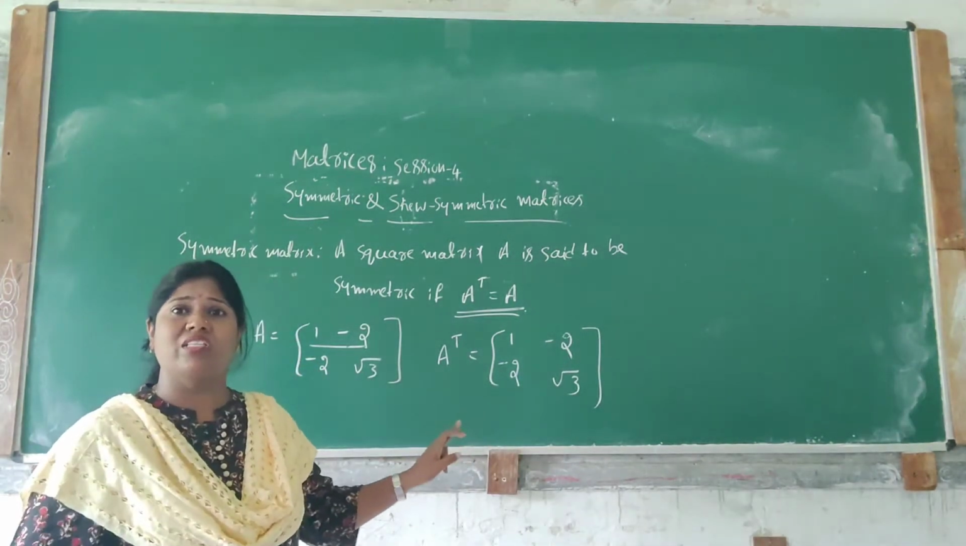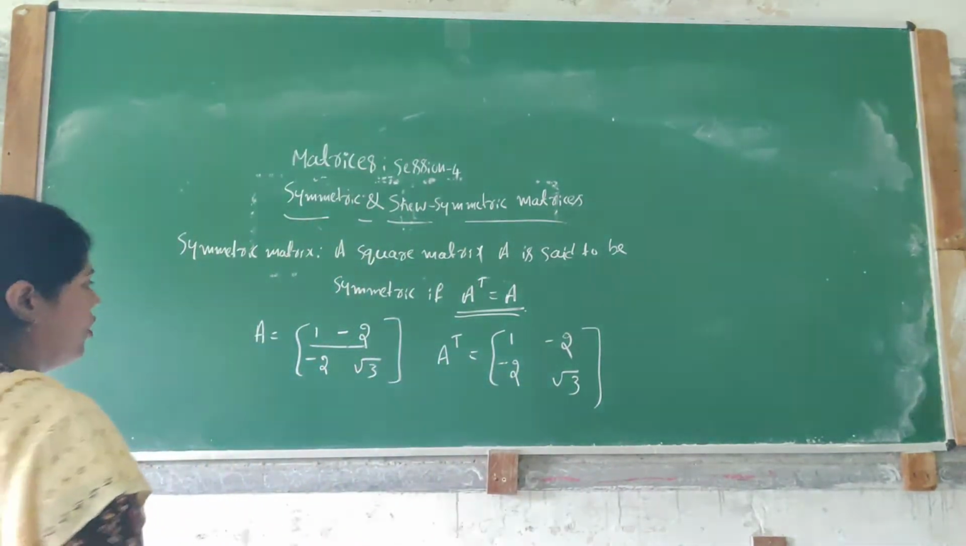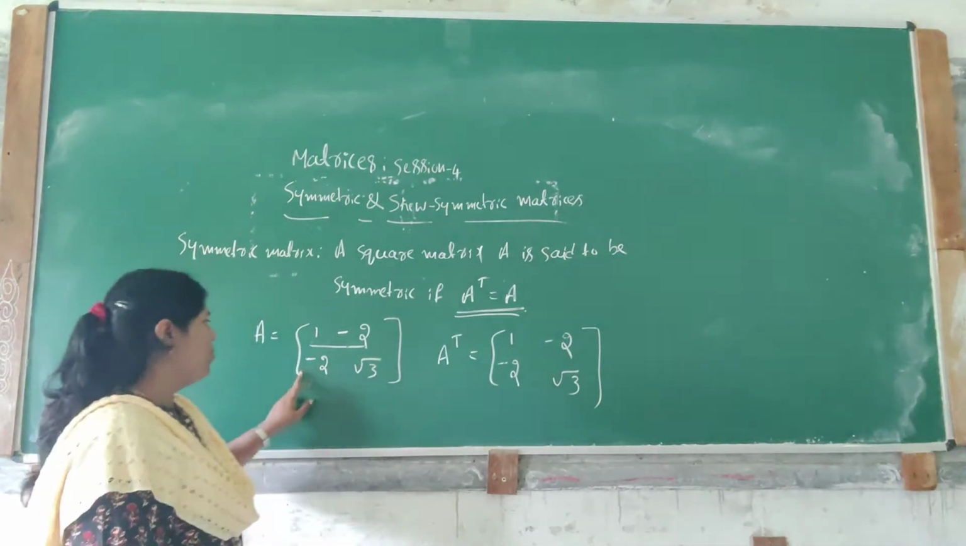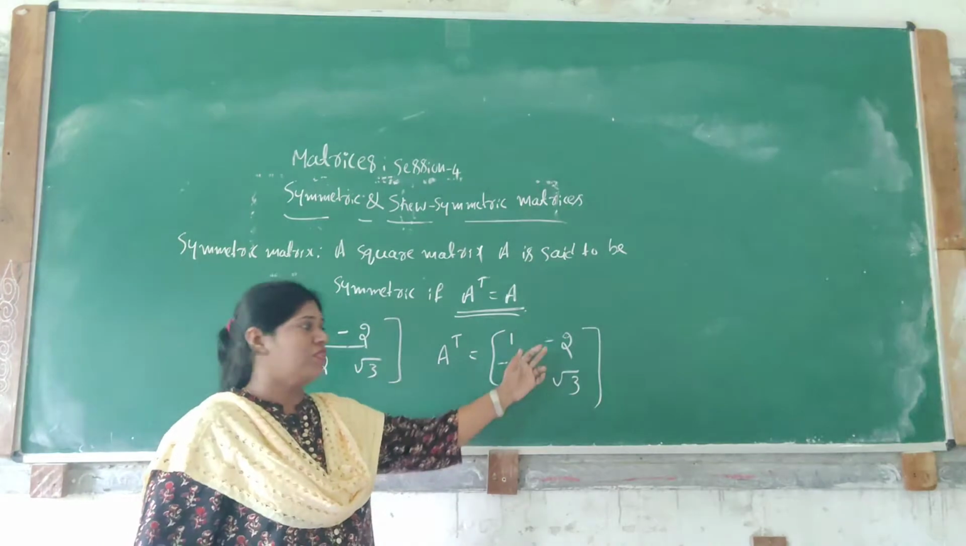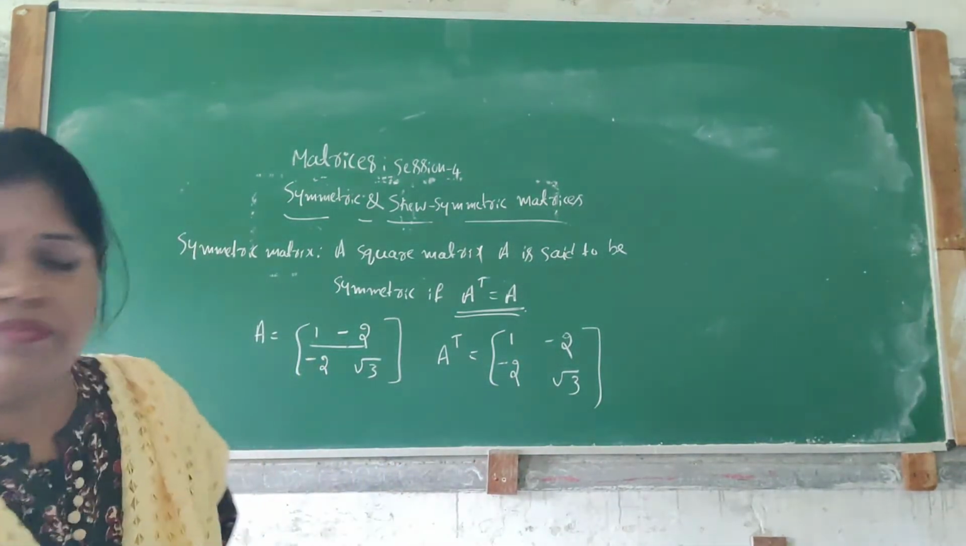It is in the second horizontal line. We have to write it in a vertical line. So how will it be? 1, minus 2 becomes 1, minus 2 column-wise. Minus 2, root 3 becomes the second vertical line: minus 2, root 3. So, next example.